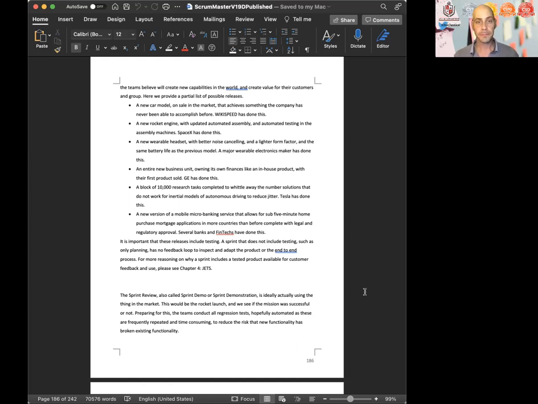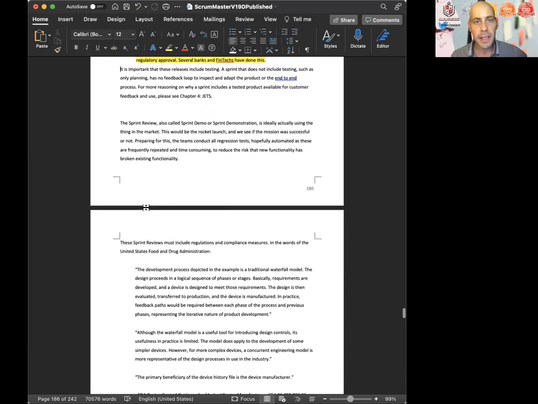A block of 10,000 research tasks completed to whittle away the number of solutions that do not work for inertial models of autonomous driving to reduce jitter. Tesla has done this. They're way faster than that now. So I'll highlight this to try to make it more contemporary. A new version of a mobile micro banking service that allows for sub 5-minute home purchase mortgage applications in more countries than before, complete with legal and regulatory approval. Several banks and fintechs have done this.